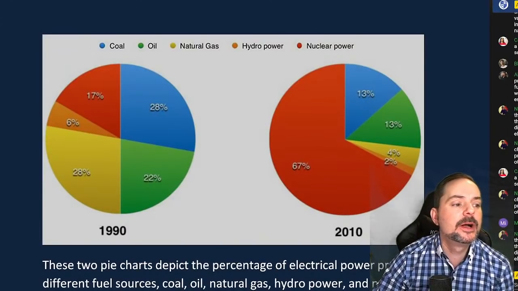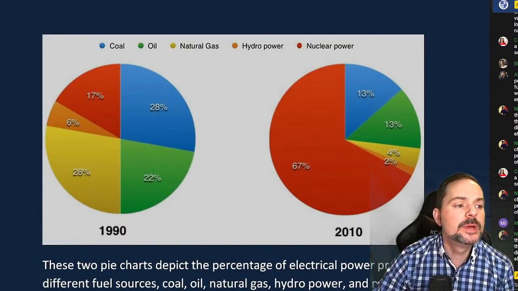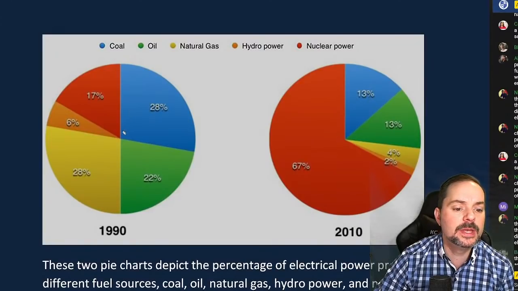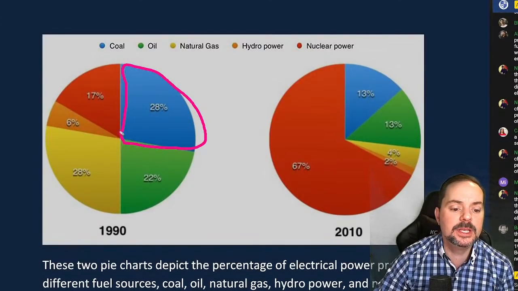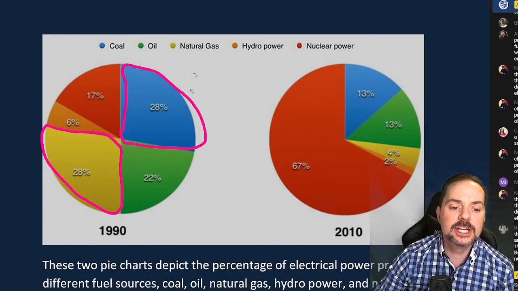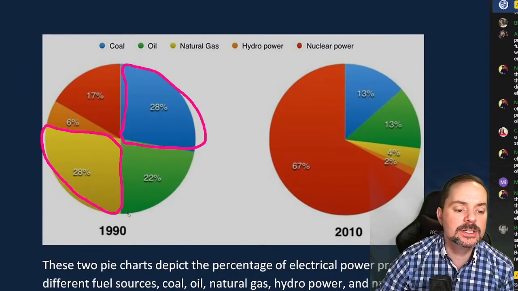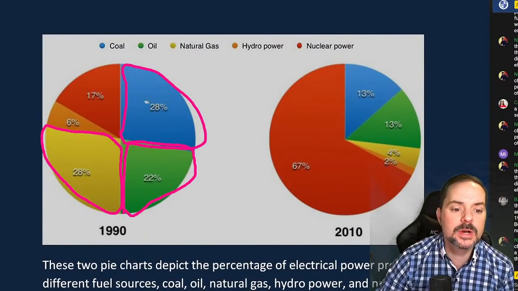All right, so let's do that. So we said in our overview that in 1990, we had a fairly even distribution, and we certainly did. We can see here that we have basically an equal portion of reliance on coal and natural gas in 1990, and then just a bit less reliance on oil. So I would make that my number 1, maybe my number 2, and then this would be my number 3.